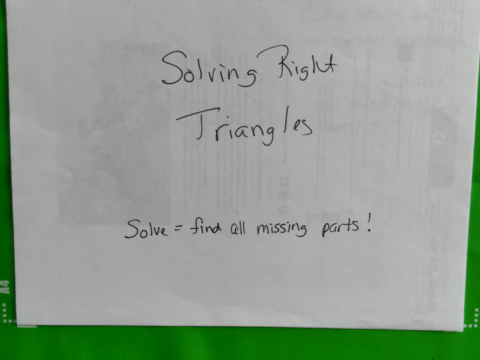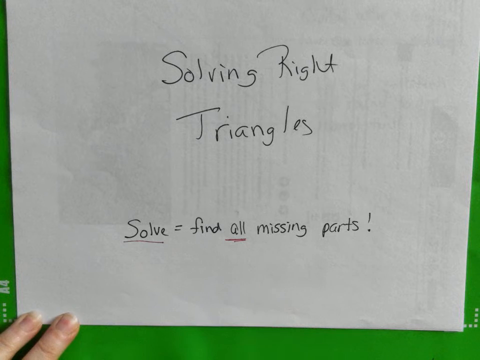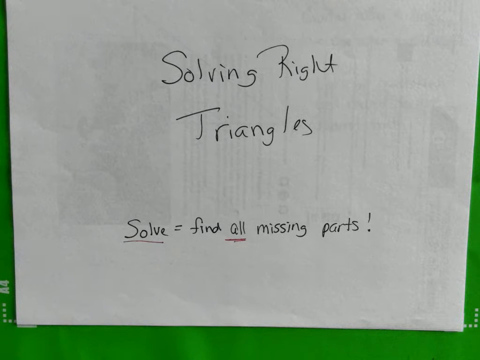Okay, the next step in our trig thing is to solve right triangles. Now you did some of this in geometry, and that's okay. This is just going to continue on with that. It's kind of a review, so that should go fairly quickly. But in our case, solve means find all the missing parts. So not everything is going to be found.